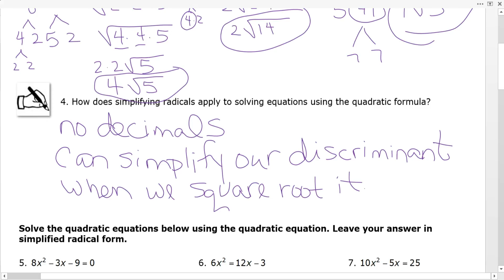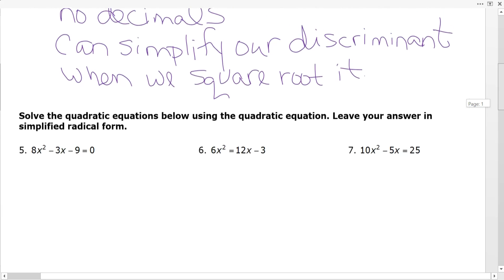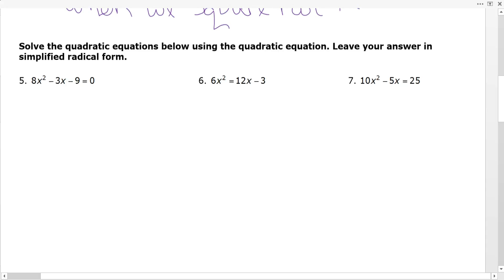It's another way to put your answer, leaving it simplified, and you will see that when you get to Algebra 2, possibly in geometry, I'm not sure. So let's practice doing that.